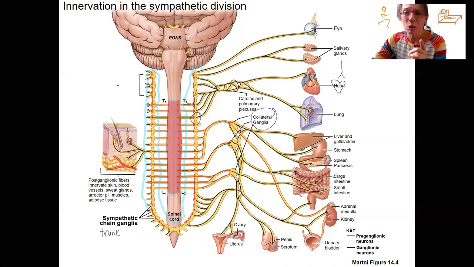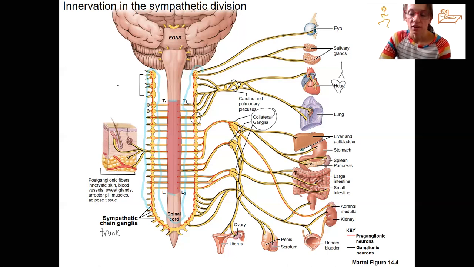So the main thing to remember is these are all two neuron pathways. No matter what, with the adrenal medulla as one exception, there is one ganglion for every fiber coming from the spinal cord. It's going to be one synapse before it gets to the effector, either in the chain or collateral. Notice the adrenal medulla is another exception. I'll get back to that.